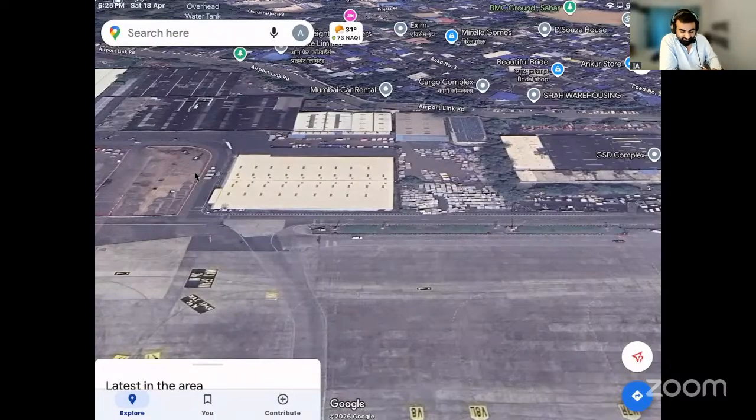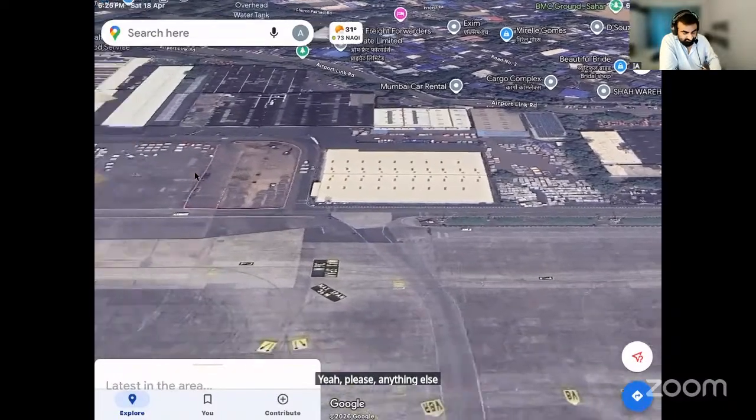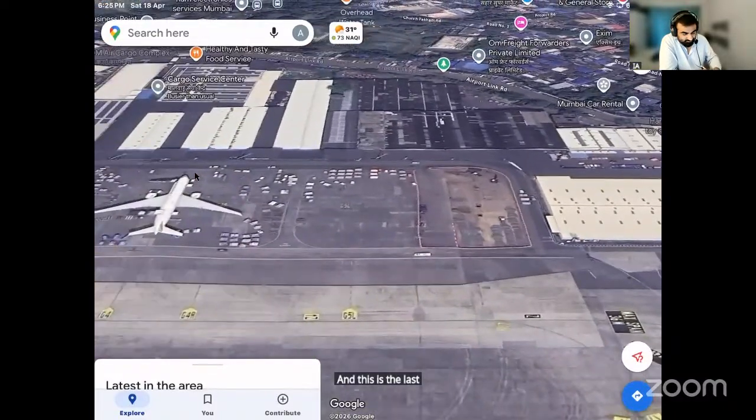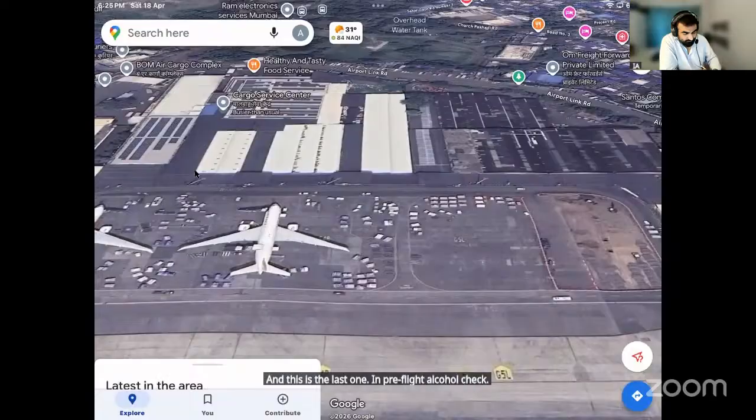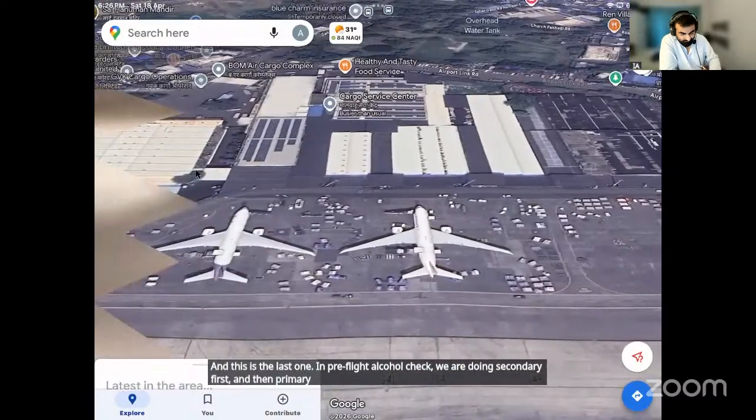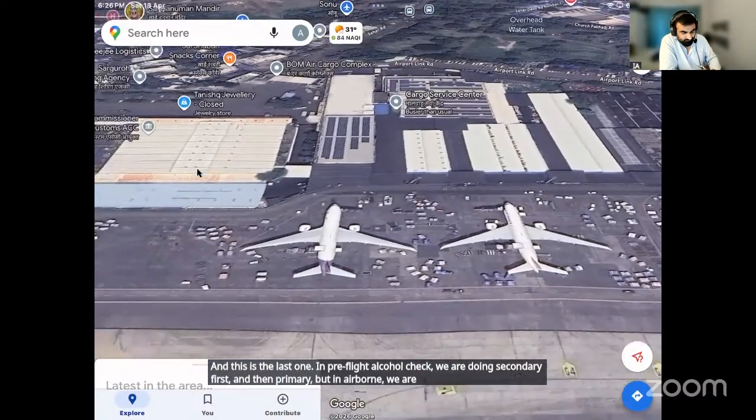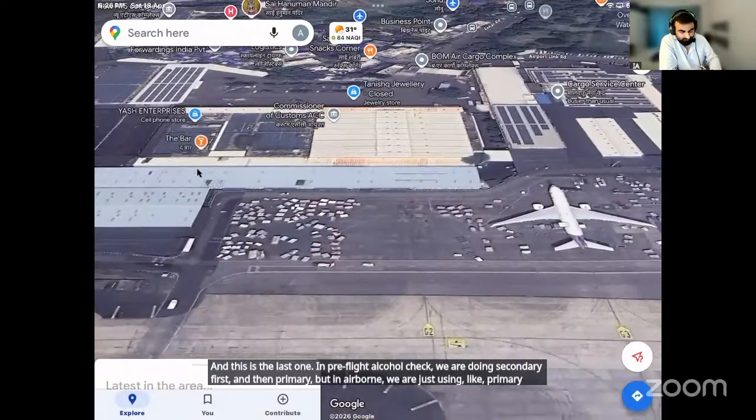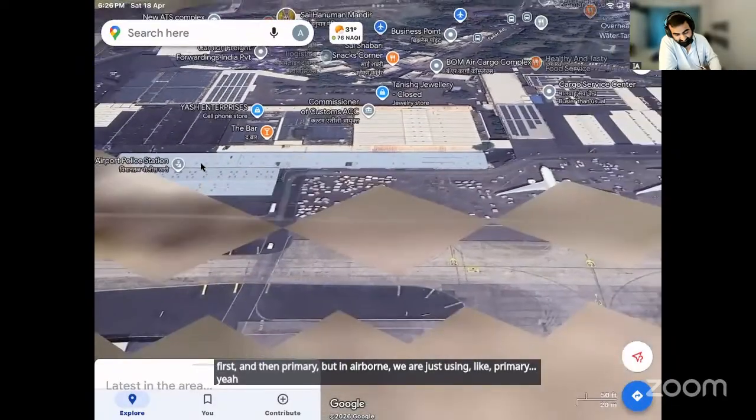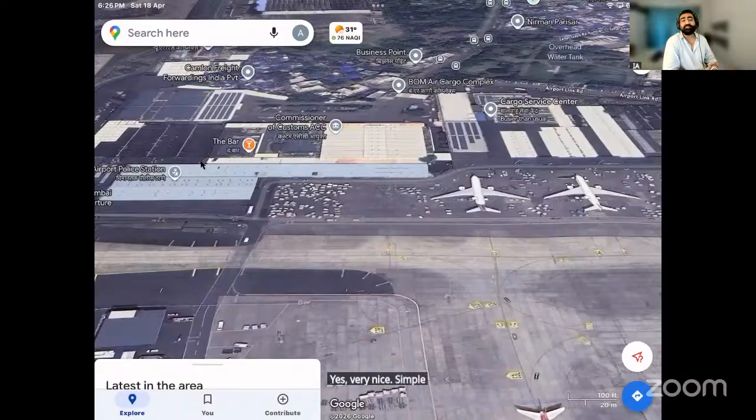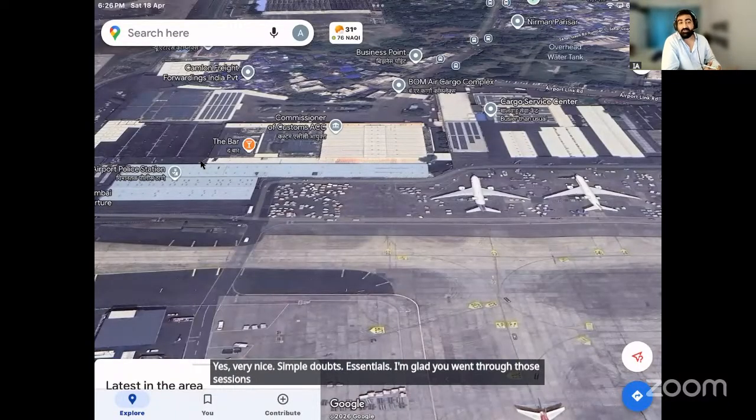Yeah, please. Anything else? And this is the last one. In pre-flight Selcal check, we are doing secondary first and then primary. But in airborne, we are just using primary. Yes. Very nice. Simple doubts. Essentials. I'm glad you went through those sessions. And I'm so glad that much time is saved basically.